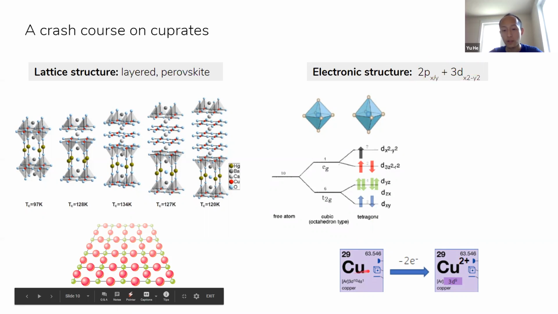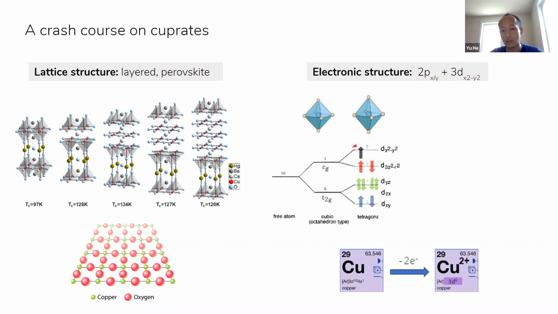So we know in cuprates, copper takes a 2+ valence state, more or less. So the valence electron configuration will be 3d9. And if we were to fill up all the 3d orbitals, we're going to see that it is the topmost dx squared minus y squared orbital that's half filled.